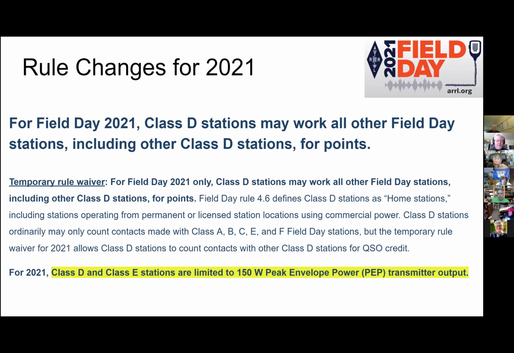So there are some rule changes for 2021 for Field Day. Last year, the rules were also amended for Field Day. The big change for those of you that are familiar with Field Day rules is normally a Class D station, a Class D station being your normal home station operating on commercial power, normally a Class D station may only work non-Class D stations for points in Field Day.